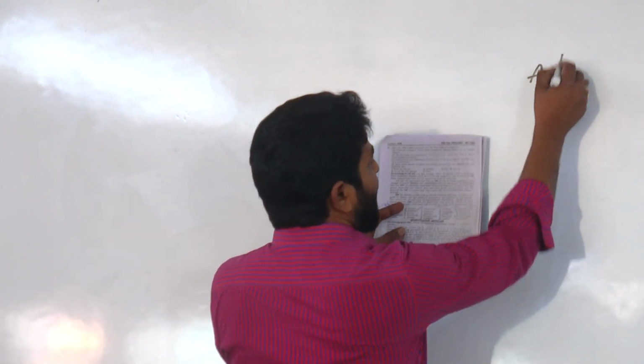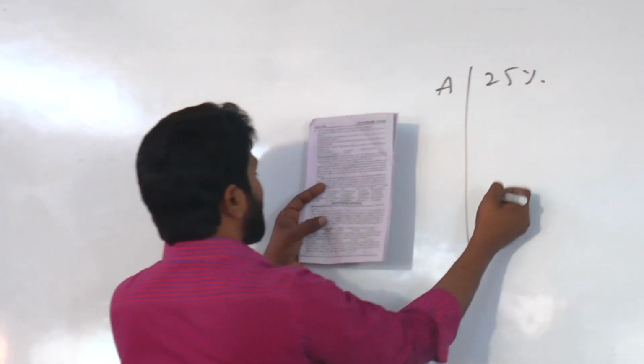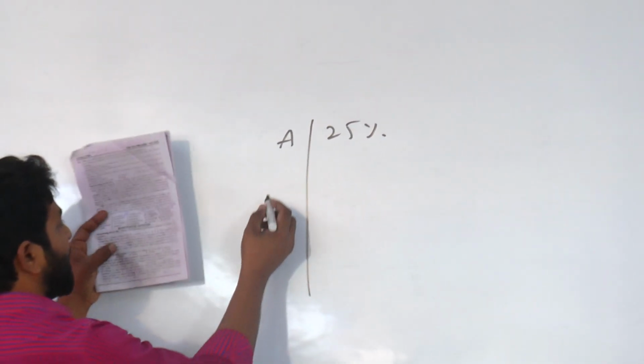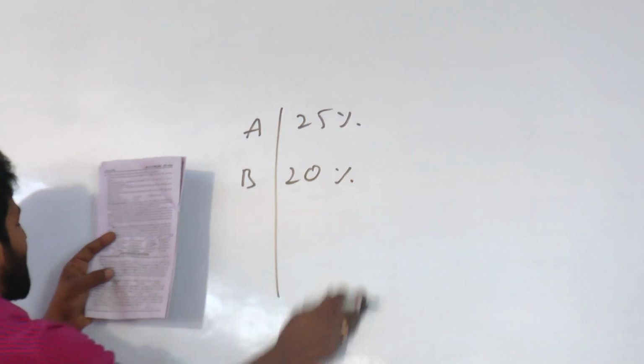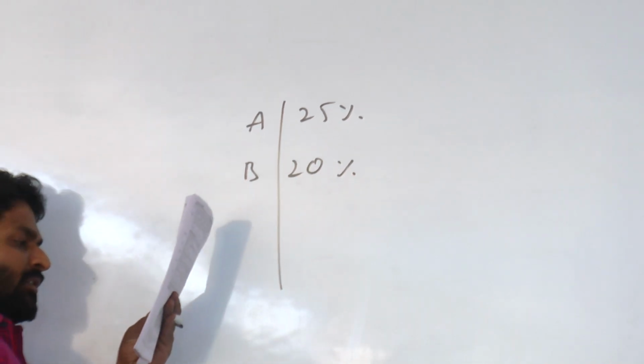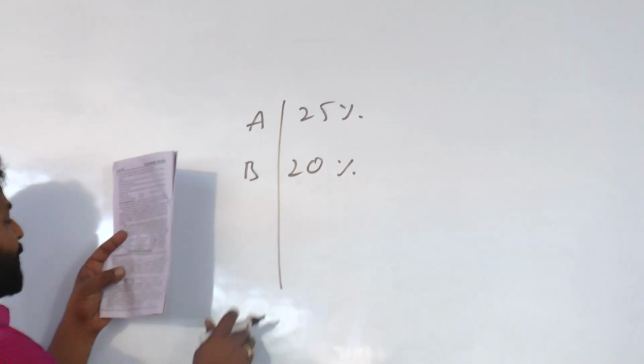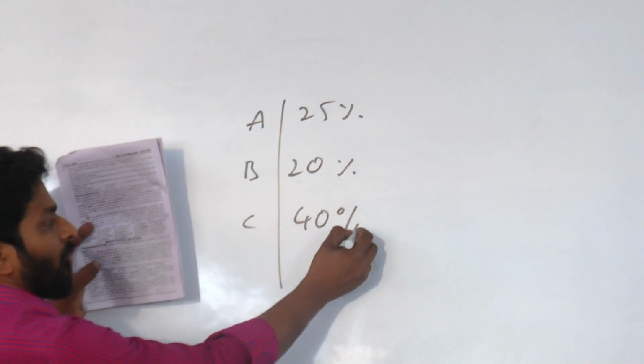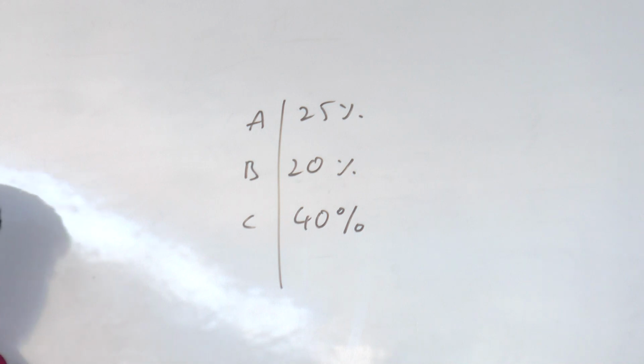Right, there are 6 villages, namely A, B, C, D, E, F. The population of village A is 25% of X. So A is 25%. The population of village B is 20% of village X. The population of village C is 2/5 of the total population of village X. 2/5 in the sense 40%.